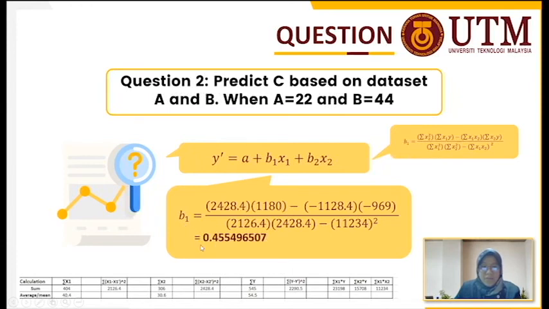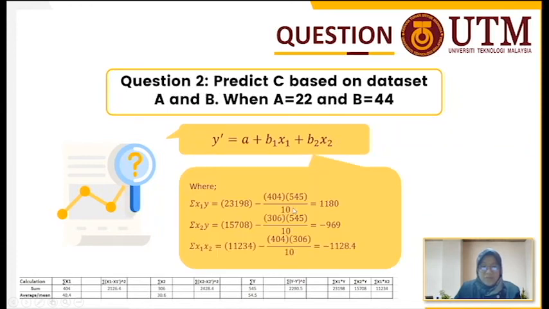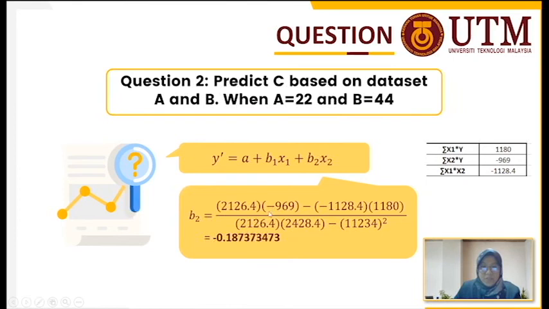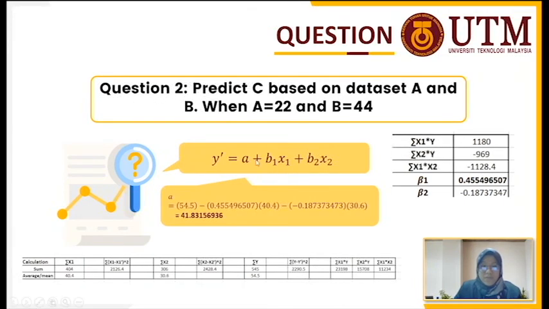So for B1, we get the value of 0.455. Now this one is the value that we have calculated from here and substitute into the equation of x1y, x2y, and x1 and x2. From the value, we transfer into equation of B2. So we got the value of negative 0.187. Next is to find the component of A. So we use all the component that we have calculated just now into the A component. So the final value of A is 41.83.